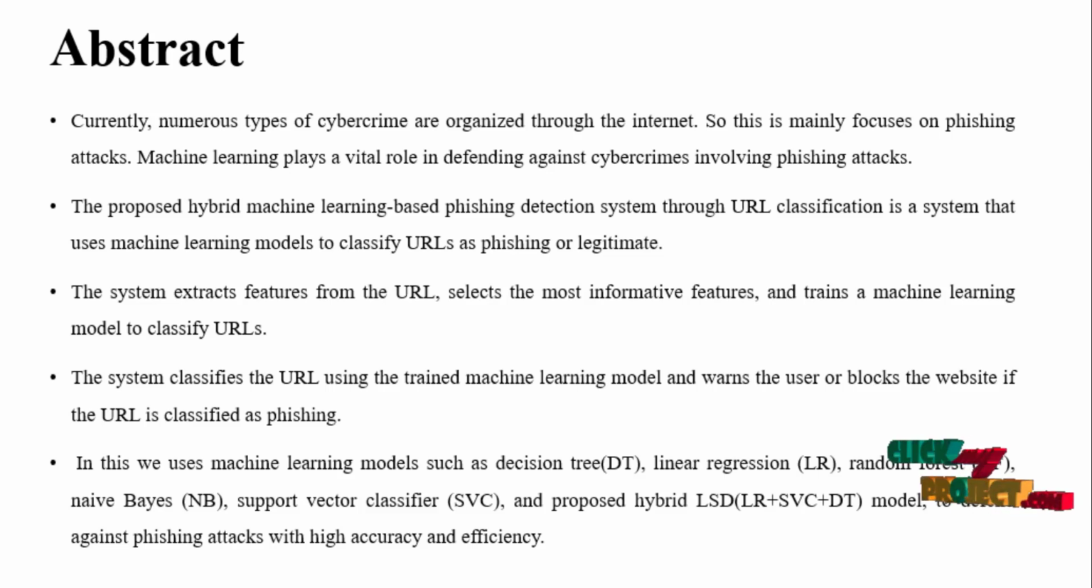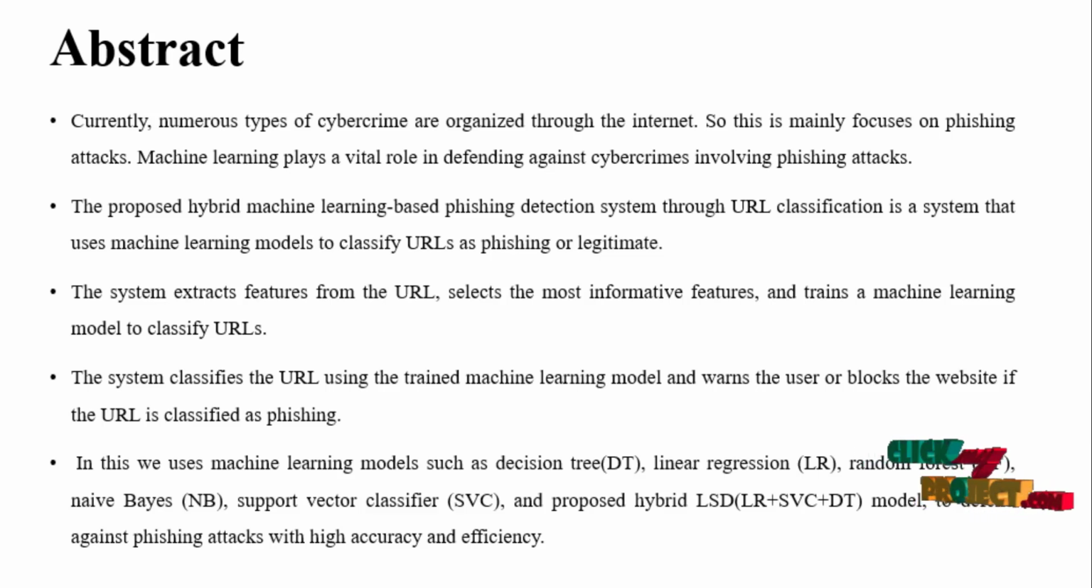The proposed hybrid machine learning based phishing detection system through URL classification is a system that uses machine learning models to classify URLs as phishing or legitimate. The system extracts features from the URL, selects the most informative features, and trains a machine learning model to classify the URLs. The system classifies the URL using the trained machine learning model and warns the user to use or block the website if the URL is classified as phishing.